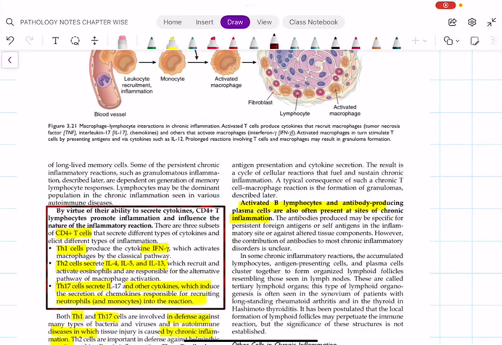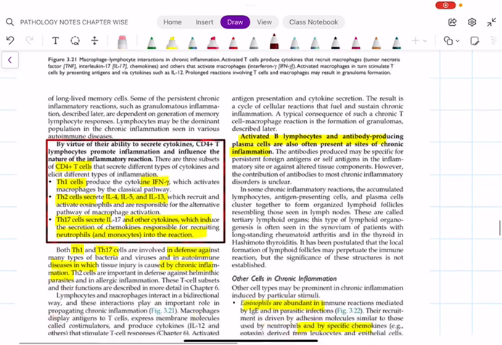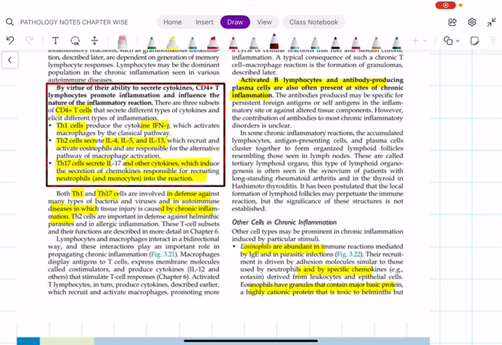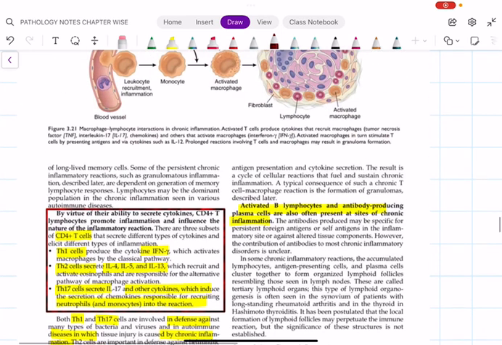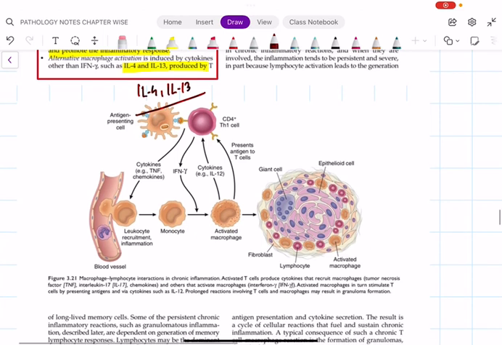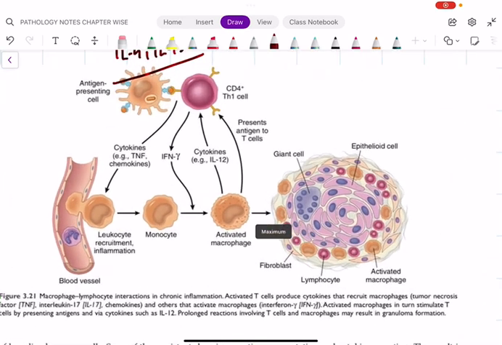Yes. Okay. Then let us see which cells are going to produce these. I told you interferon gamma is produced, interleukin 13, all those are produced. Let us see which cells are going to produce these interleukins and cytokines. Before that, let us focus on this picture.